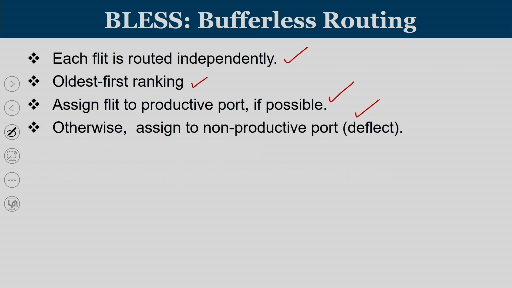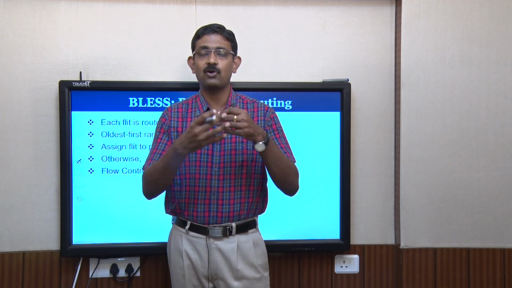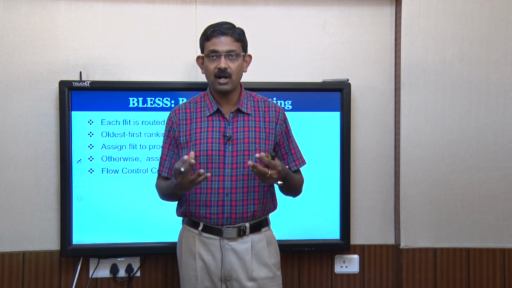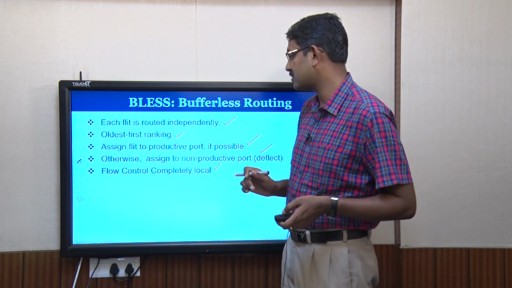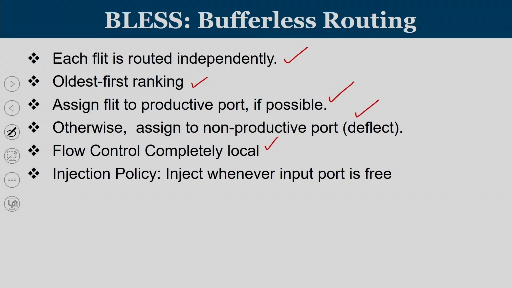And flow control is completely local. So, we are not going to look at adjacent routers to see whether they have a buffer available, because the whole router is going to work without buffers, so there is no need for a handshake mechanism between the adjacent routers. So, flow control is completely a local thing.